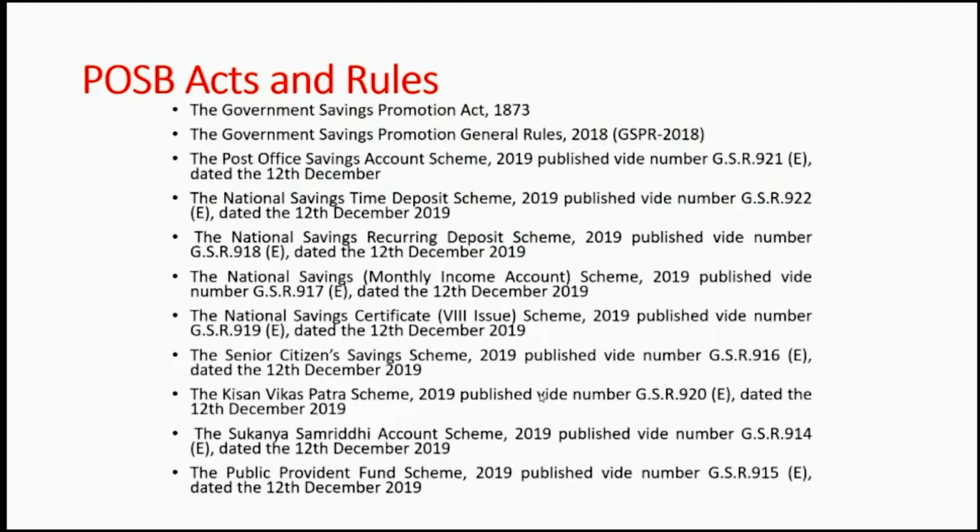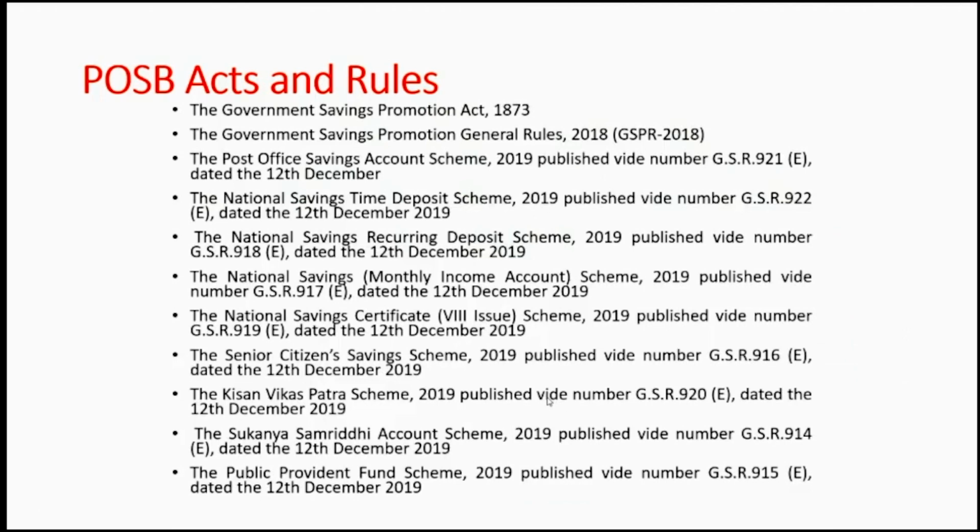Generally, all these National Small Savings Schemes are governed by the Government Savings Promotion Act of 1873, and one of the phenomenal rules for these schemes is the recently issued GSPR, that is the Government Savings Promotion General Rules of 2018. We have a total of 9 schemes under the National Small Savings Scheme.